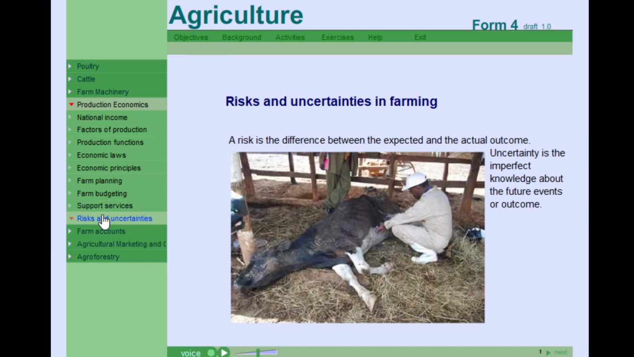Risks and uncertainty in farming. A risk is the difference between the expected and the actual outcome. Uncertainty is the imperfect knowledge about the future events or outcome.